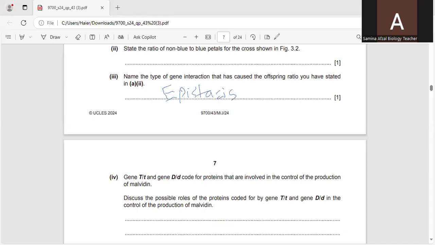So students, epistasis is that genetic phenomenon in which the expression of one gene is affected by the influence of the other gene. So we are moving towards the next question.